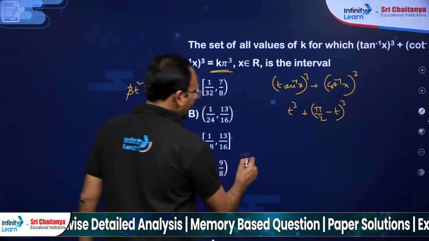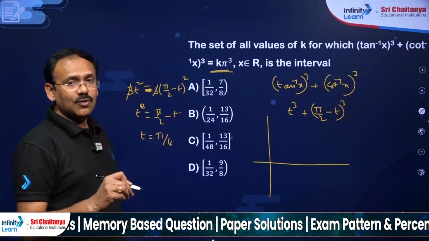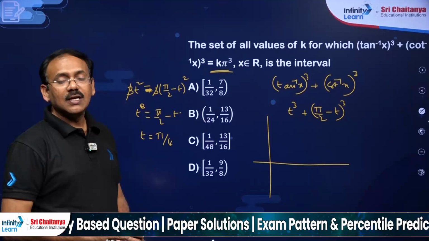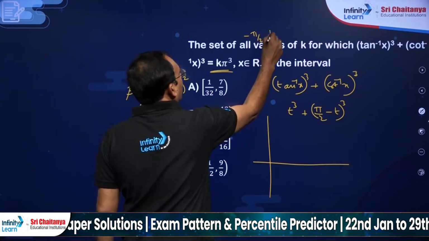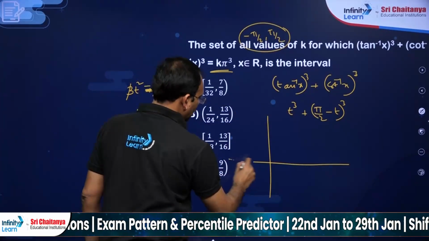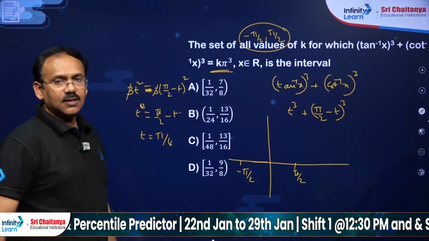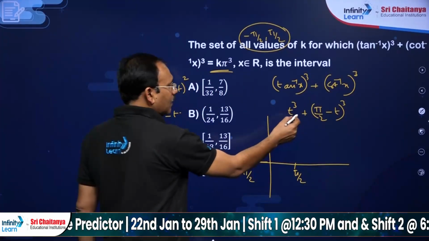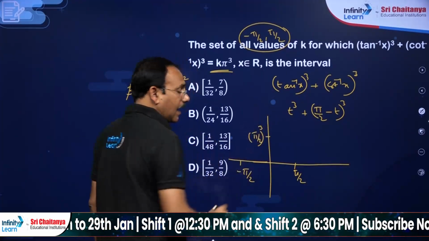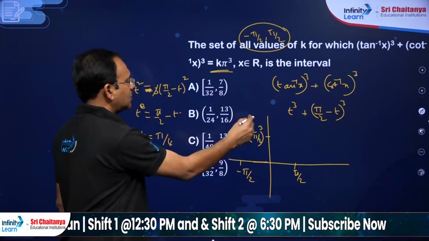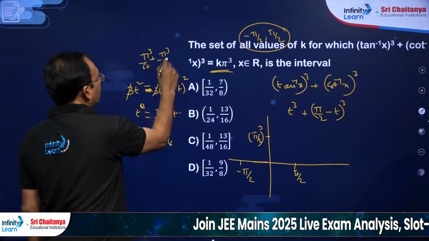As x goes from minus infinity to infinity, t, which is tan inverse x, will range from minus pi by 2 to pi by 2. So t lies between minus pi by 2 and pi by 2. So dear friends, when t is 0, you will get (pi by 2) whole cube. And when t is pi by 4, my dear friends, (pi by 4) whole cube is pi cube by 64. You will get pi cube by 64.